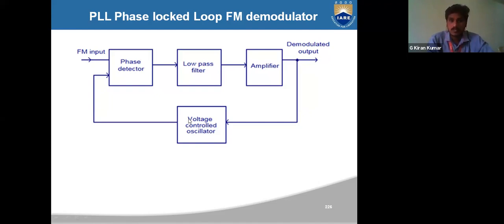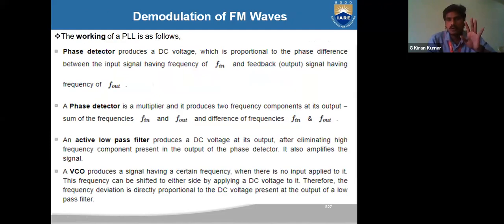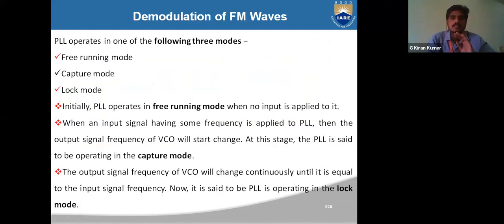Okay, the output of the VCO can also be changed. Now coming to the third point, if the VCO output, that is the voltage controlled oscillator output, can be changed, that comes under the capture mode. First of all, free running mode means there is no input at all, and capture mode means some amount of input signal is applied to the PLL. The VCO starts changing the output value, and that is considered capture mode.